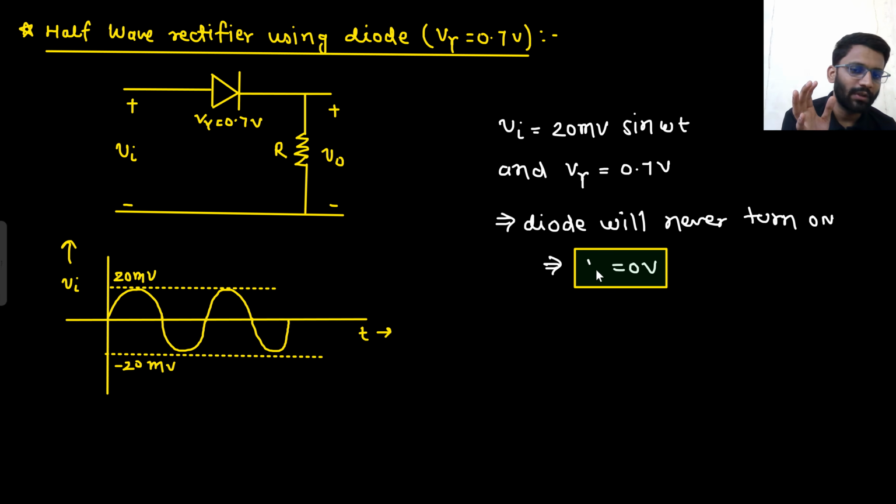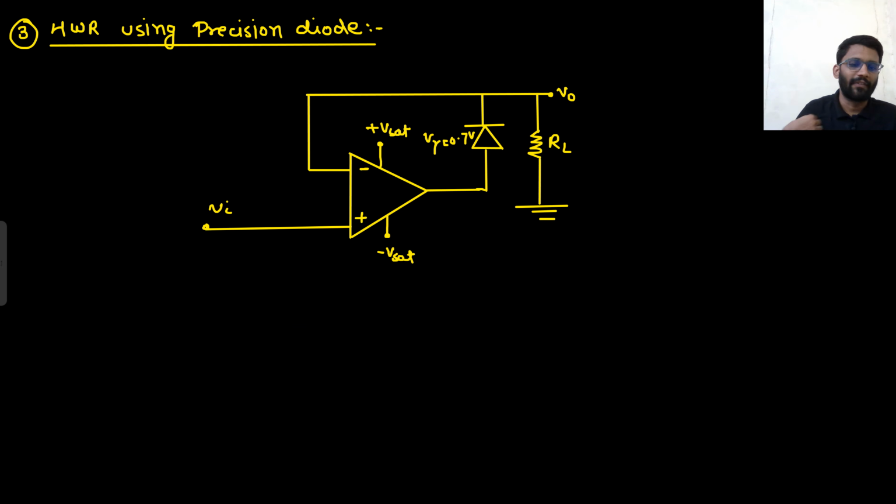Look, you wanted to use the diode as a half wave rectifier, but your input was very small. Your diode had a forward drop, a cut-in voltage, of 0.7 volt, but even the peak value was not 0.7 volt. So the diode was not able to turn on. This is the issue: you have a diode, but it is not able to turn on. So what will you do? You will use an OpAmp, and using that OpAmp you will make a half wave rectifier circuit.